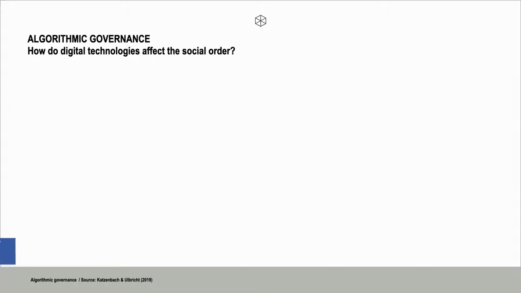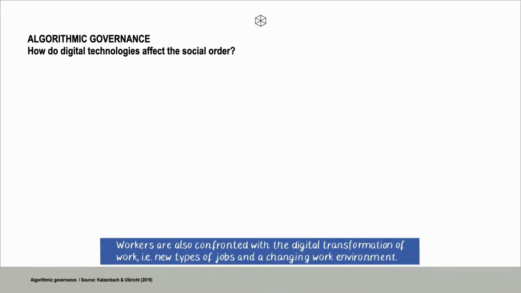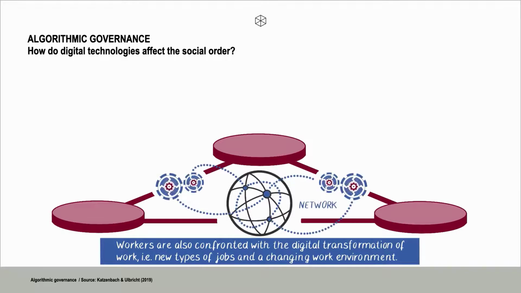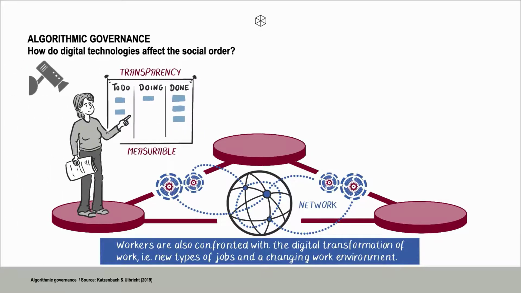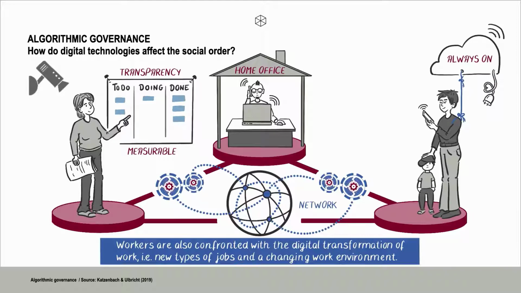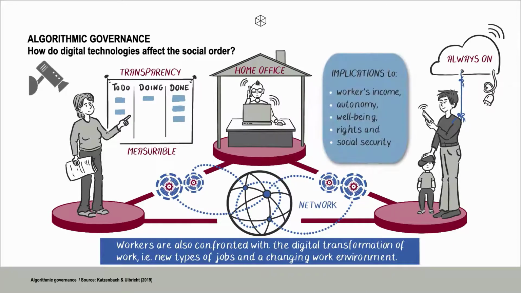But not only customers are subject to digital technologies of corporations, also their employees are faced with the digital transformation of work by new types of jobs and a changing work environment. Algorithms are used to manage and supervise workers with implications to workers' income, autonomy, well-being, rights, and social security. Thus, technologies have a strong impact on social security.